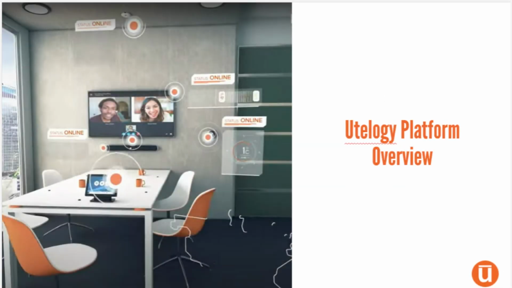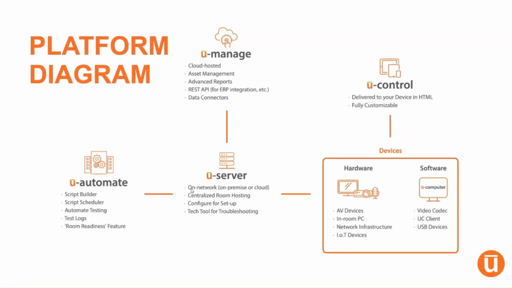Really straightforward. Two key components in the middle. The first one being uServer, and this is a specific on-network device. It can be physically on-premise or it can be virtualized or in the cloud, but the key thing is we have an on-network component, and that's essentially our data collector, and it's collecting data from the devices.